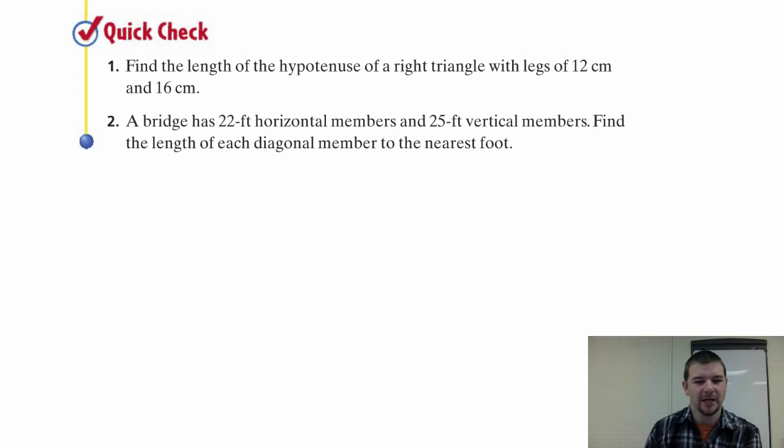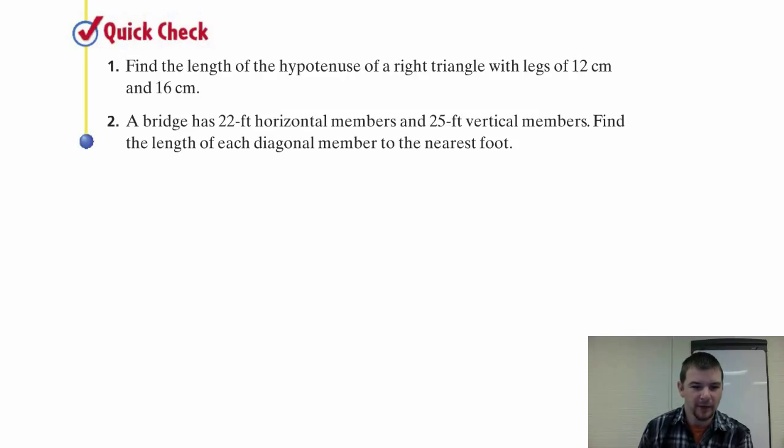And how about a couple quick check problems to make sure you're understanding the material from these examples before you move on. Number 1, find the length of the hypotenuse of a right triangle with legs of 12 centimeters and 16 centimeters. Work carefully, and I recommend a sketch. Draw a sketch on scratch paper or a whiteboard or an iPad app to help you recognize the legs and the hypotenuse and set up your Pythagorean theorem equation.